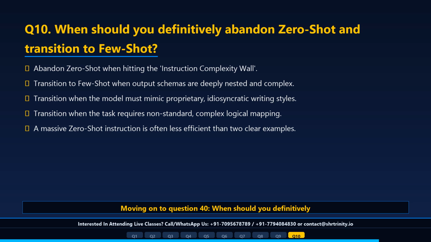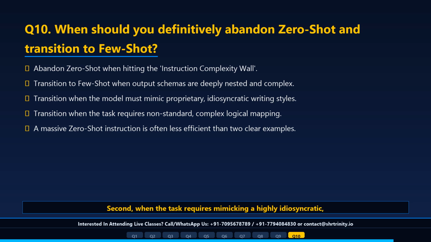Moving on to question 40. When should you definitively abandon zero-shot and transition to few-shot? You should abandon zero-shot and transition to few-shot prompting when you hit the instruction complexity wall. This occurs in three distinct scenarios. First, when the required output schema is deeply nested and difficult to describe in natural language.